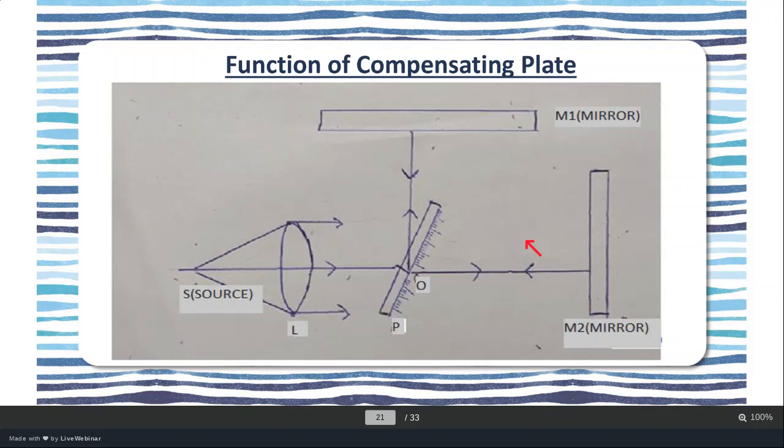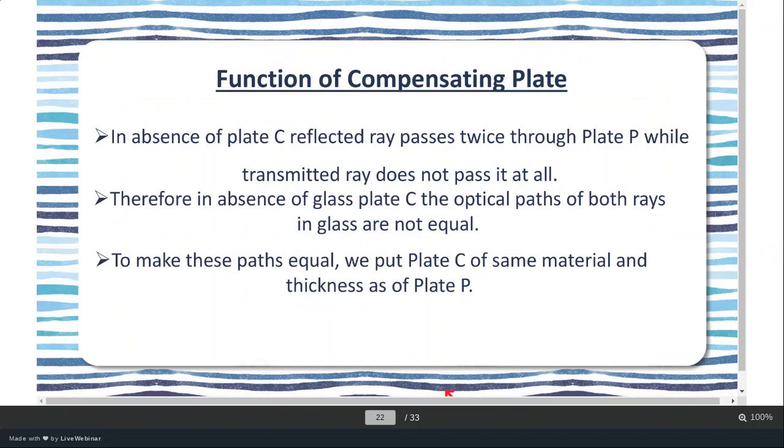After the transmitted ray passes through here, its optical path length changes, so that when the light wave comes back, it will not pass through this at all. So what we do is put a compensating plate here with the same thickness and the same optical path length to compensate for the change in refraction, so that when the light ray comes and gets reflected back towards it, the optical path length of the light itself doesn't change. To make these paths equal, we put plate C of the same material and same thickness as plate P.